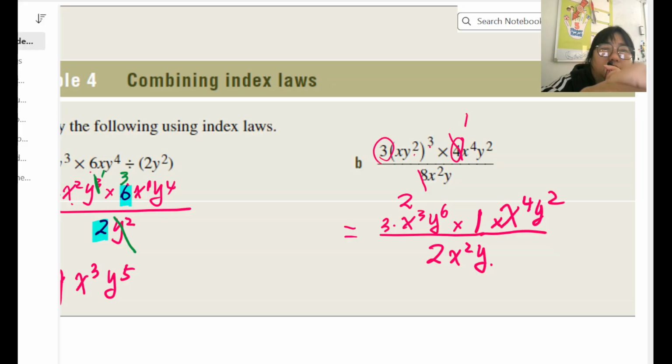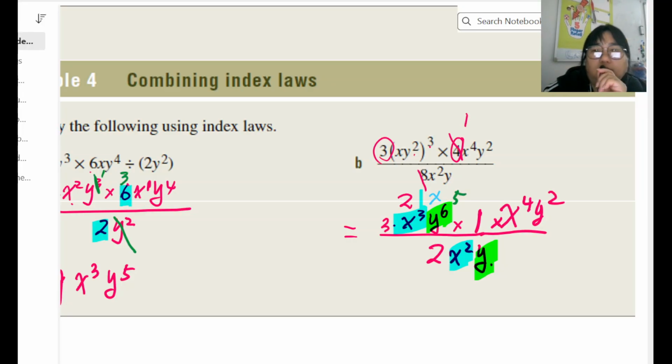Okay, so now we just check. This 2 we can't simplify, but with y cubed I can simplify here, so I only have 1 x left behind. This one, I have x squared cancel, so I only have 1 x left behind. And then y to the power of 6, I can also cancel with this y, so I have y to the power of 5.